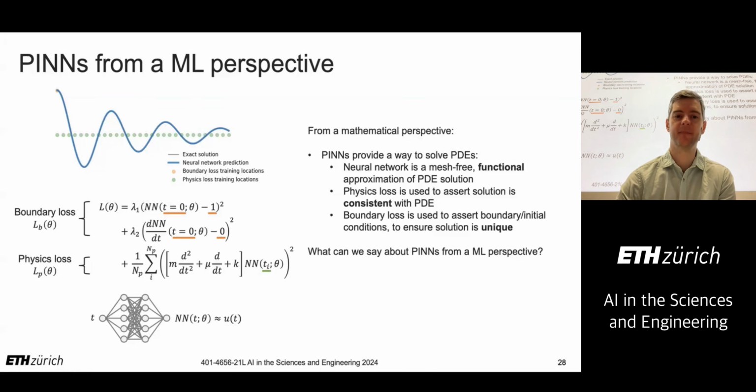I'll make it a bit easier for you. Imagine if we just interpret this boundary loss as a supervised loss. We have the neural network here and we're matching it to some labeled training data, like 1 and 0. We're saying that it should equal these values. So what's different about the physics loss?